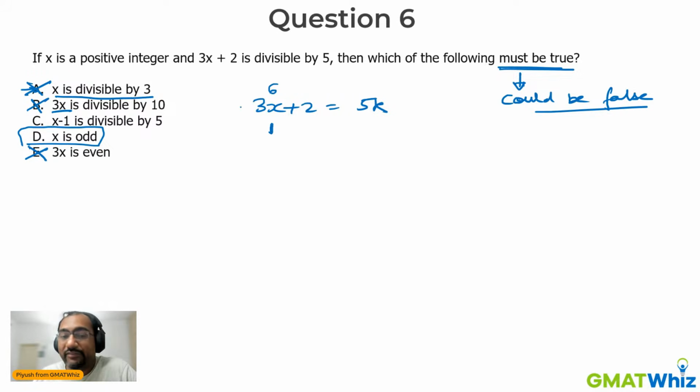It will work. If I take x equal to 6, 3 into 6 is 18, plus 2 is 20. So it is divisible by 5, obviously. But x in this case is even, it is not odd. So this is also eliminated. And then by elimination, I know that C is the correct answer. And if you try to prove it false, you'll always fail. There's no value which will work in that case. This is the second way of solving this question.